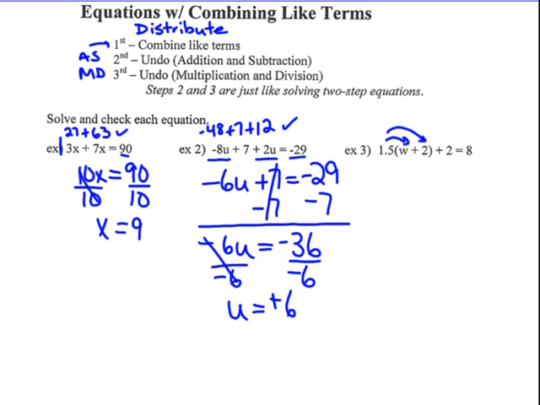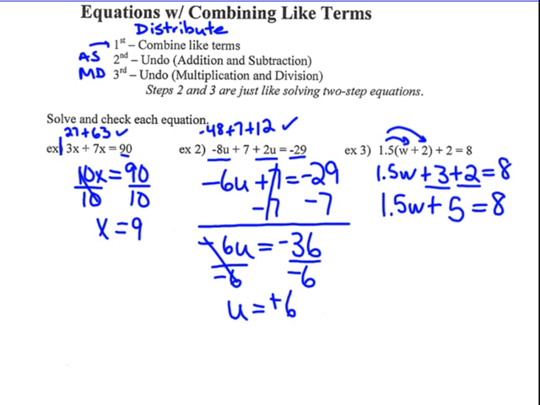So I'm going to go ahead and distribute first. 1.5 times that w is 1.5 w's. 1.5 times that 2 is 3. Plus I still have that 2 there, equals 8. So I have like terms. They are both numerical constants. They're not both x's like in number 1 or u's in number 2. They are just both numbers. So I'm going to add 3 and 2 and get 5 and bring down my 1.5 w's plus 5 equals 8.